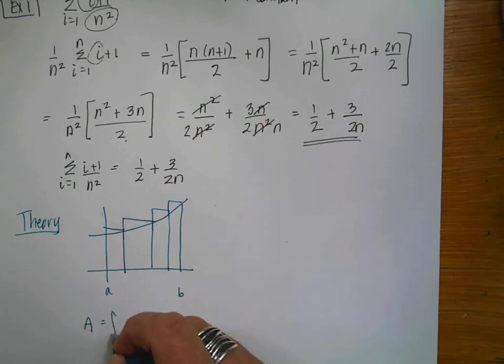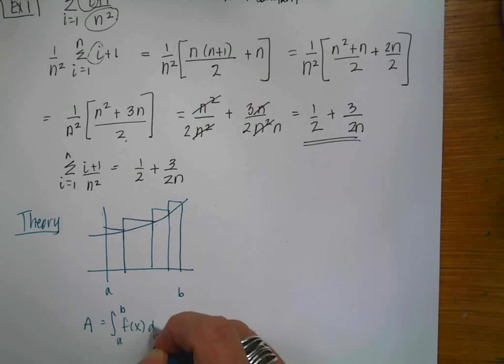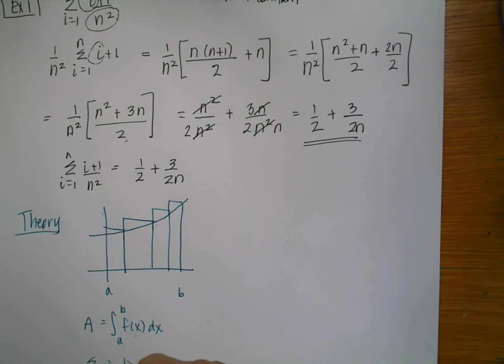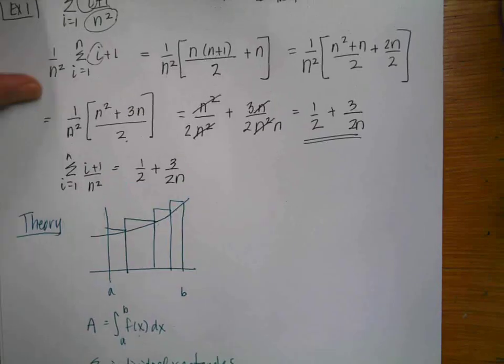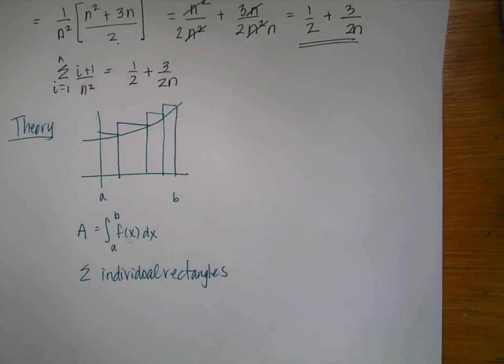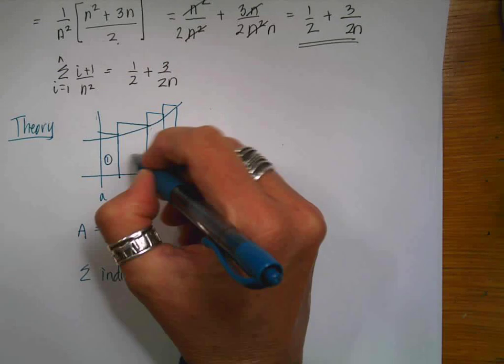So the area would equal the integral from a to b of whatever my function was dx. That's going to be the fundamental theorem of calculus, okay? But right now, instead of doing it this way, I'm going to sum the individual rectangles, okay? You can't see that, so let me move it up a little bit. So I'm going to sum the individual rectangles.